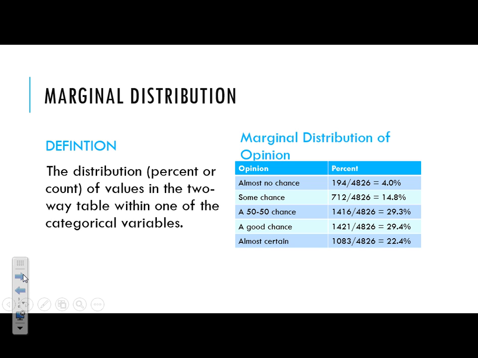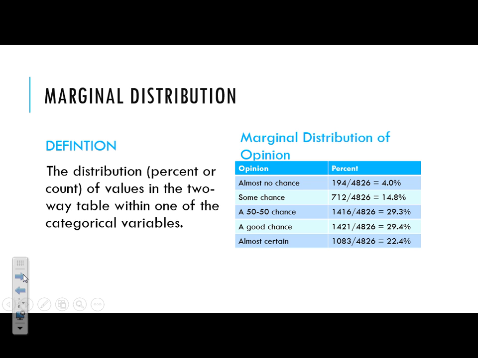Basically what we're doing is we're eliminating one of the categorical variables. In this case, we've eliminated gender. Oftentimes a marginal distribution can be represented as either the percent of data within each of those categories or the count. A majority of the time we're going to deal with percents, because counts in and of themselves really don't necessarily mean a whole lot to us. If I tell you there's 194 people in the almost no chance category, that doesn't make much sense to us. But if I tell you that 4% of the data is in the almost no chance category, well, that gives you a much better picture. We have a stronger understanding of percents than we do of just counts.